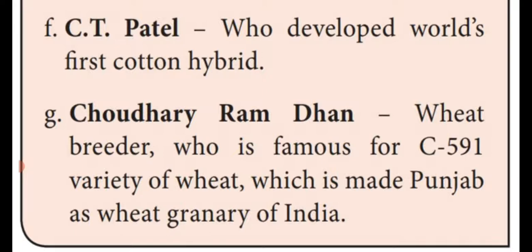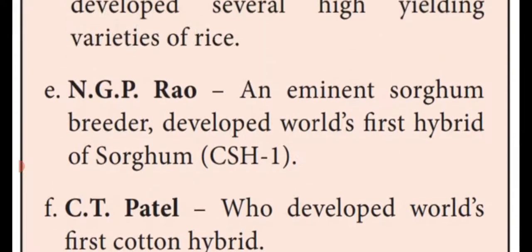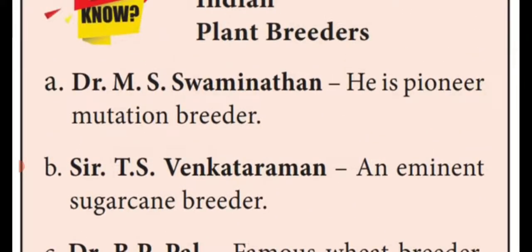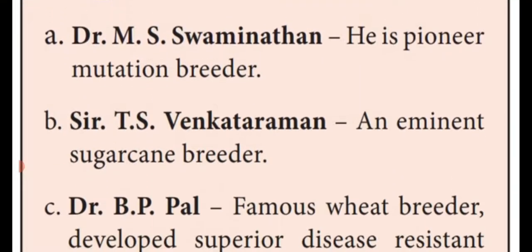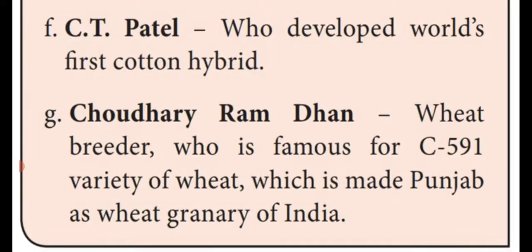So one more question. Punjab is a dash of India, na? Wheat granary of India. That is, in India, wheat granary of India is known as dash, na? Punjab. So in this Punjab state only, Chaudhry Ram Dhan developed the new wheat variety named C591. So these are the different scientists and their inventions, the important one mark question.